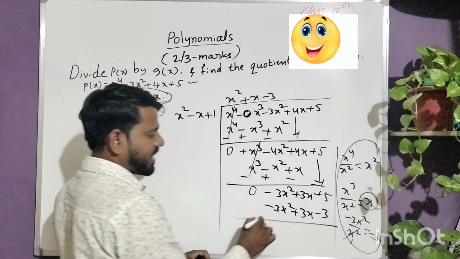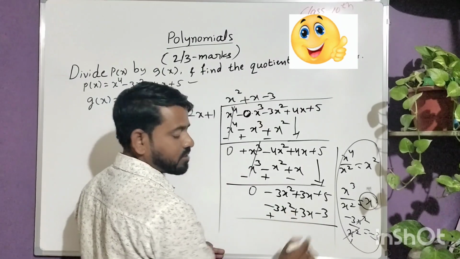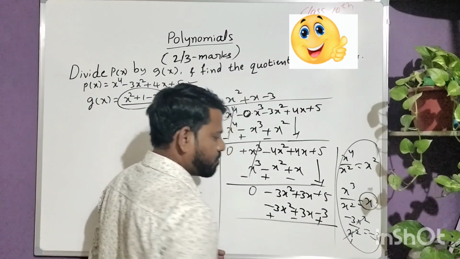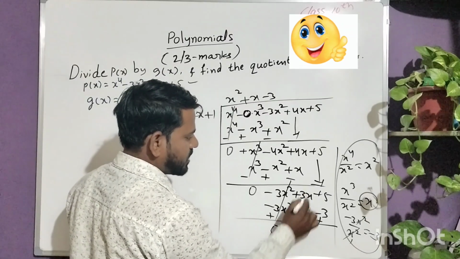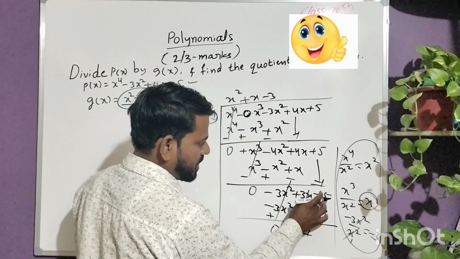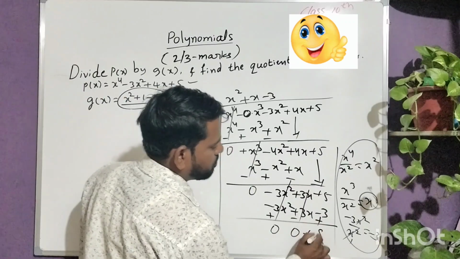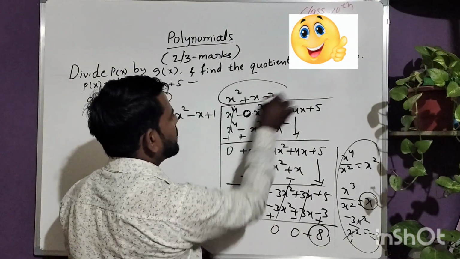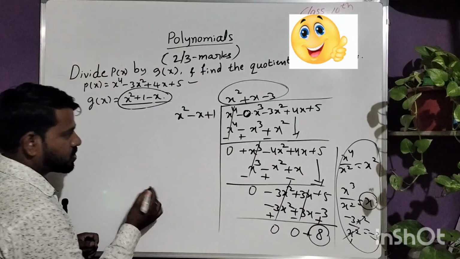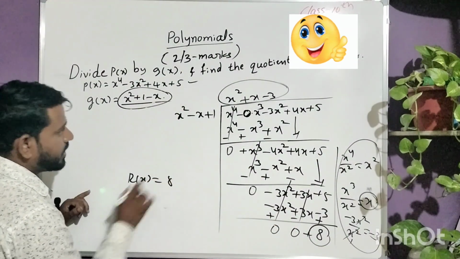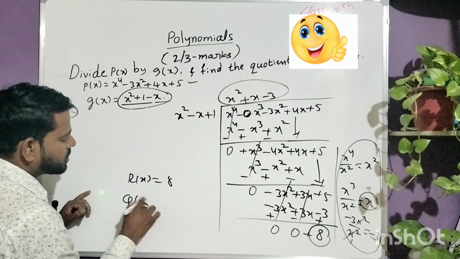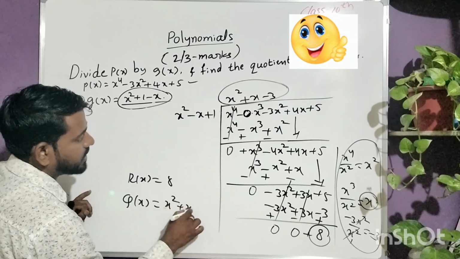Now change the sign once again: minus becomes plus, plus becomes minus. So plus 3x square minus 3x square becomes 0. Plus 3x minus 3x becomes 0 also. Plus 5 and plus 3 becomes plus 8. This is our remainder and this is our quotient. For this you get 3 marks. So r of x is equal to 8, and the quotient q of x is equal to x square plus x minus 3.